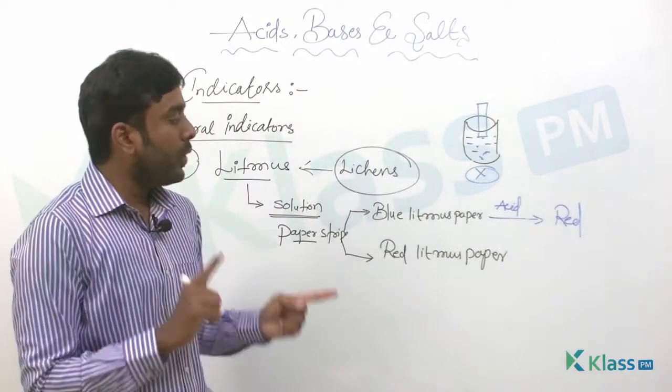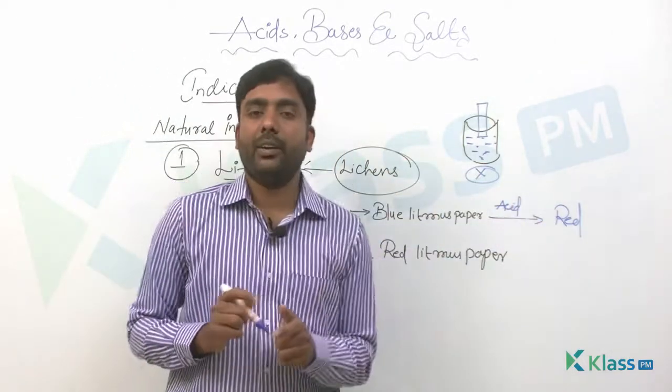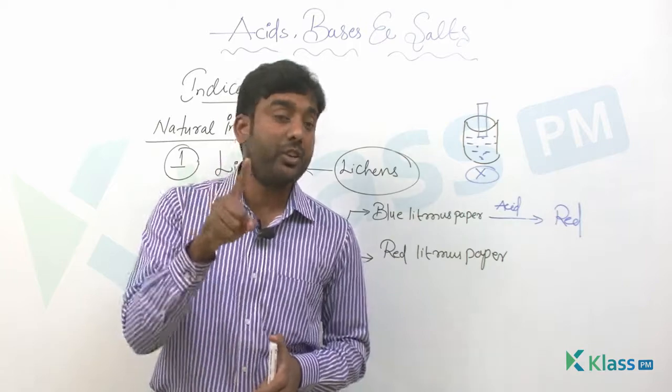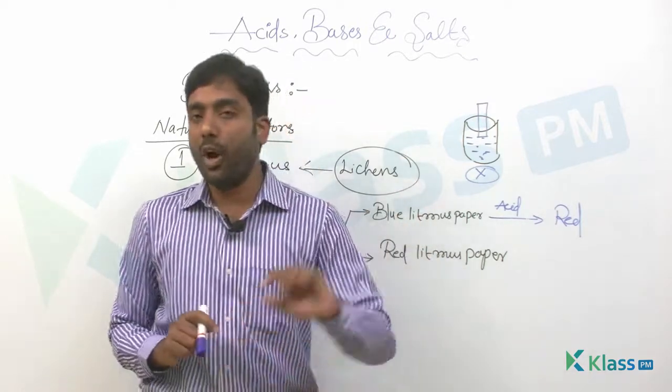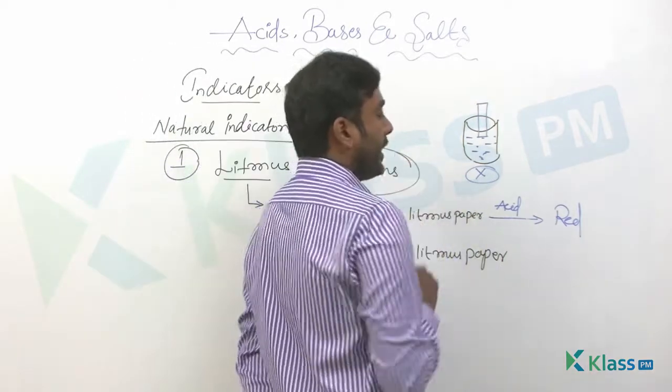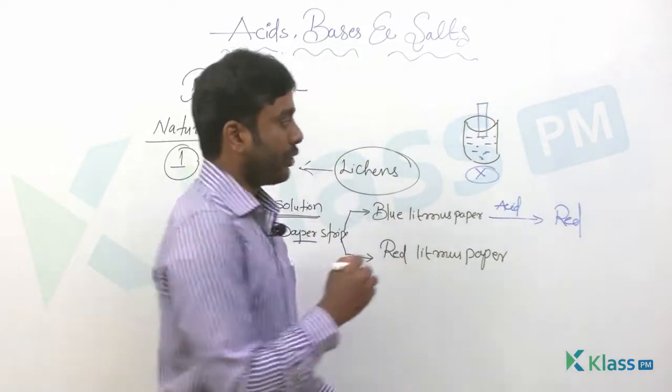If a blue litmus paper changes to red color, then the substance which changed the blue litmus to red is called an acid. Next, I have taken another strip and another solution.